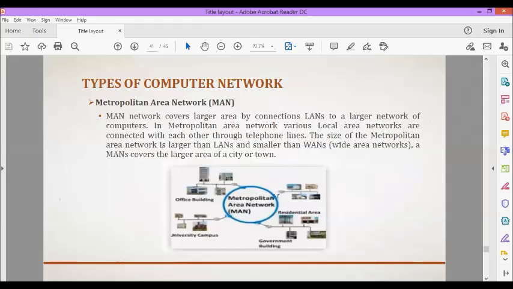So in this diagram, we have the office building, a university campus, a residential area, and a government building.